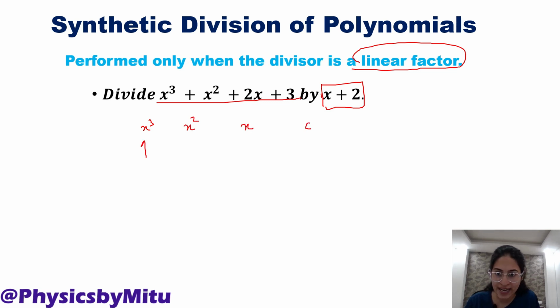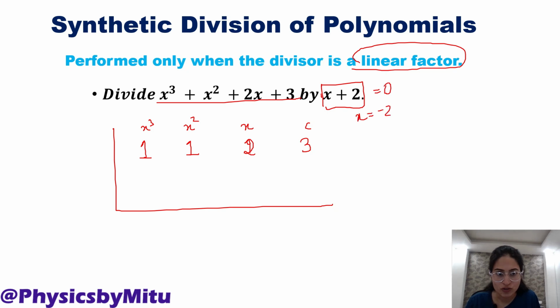So what are the values? X cube का coefficient है 1, x square का coefficient is 1 and coefficient of x is 2 and constant term is 3. Now x plus 2, put it equal to 0, x is minus 2. Put minus 2 here. First coefficient, bring it as it is. Now take product. Minus 2 and 1 product is minus 2.